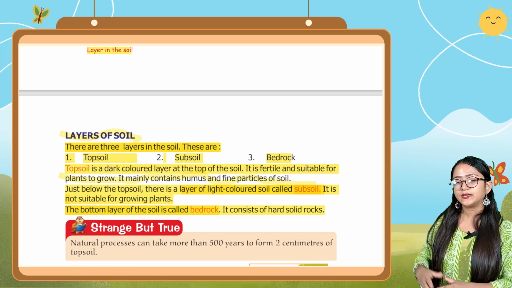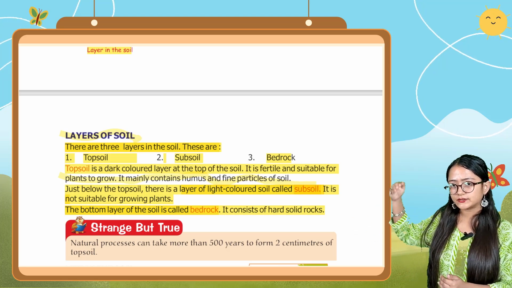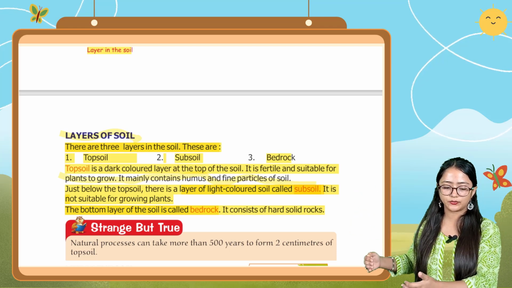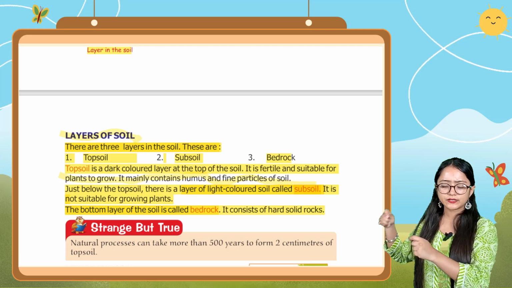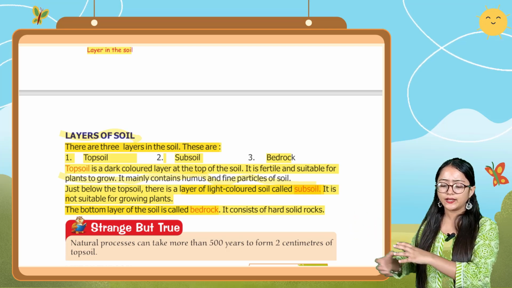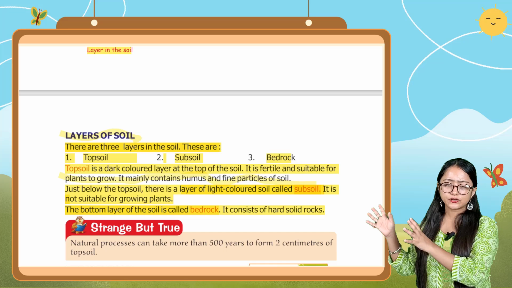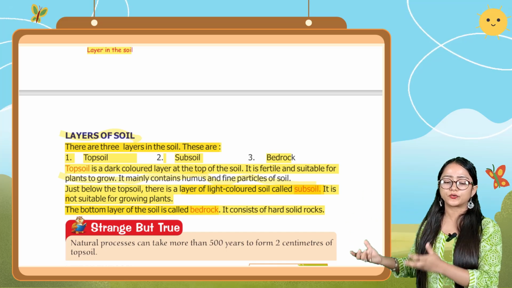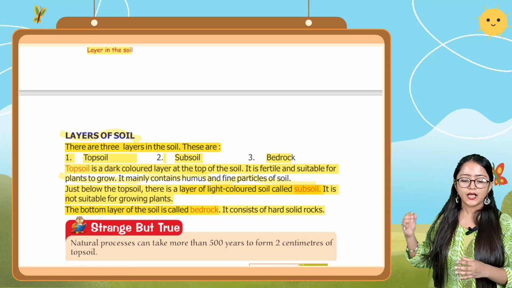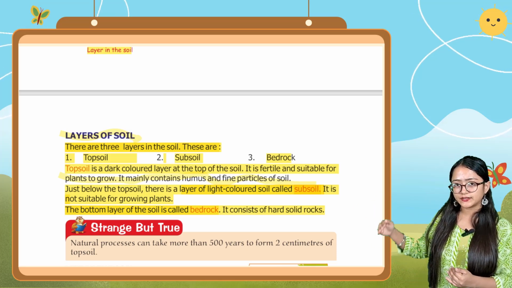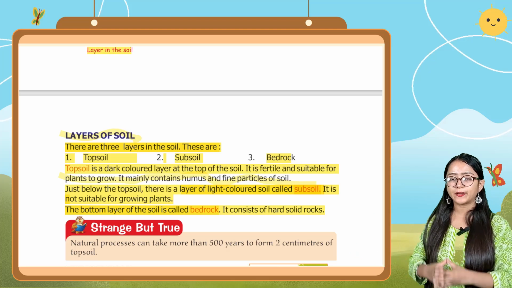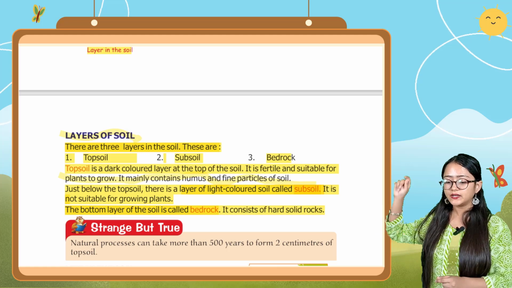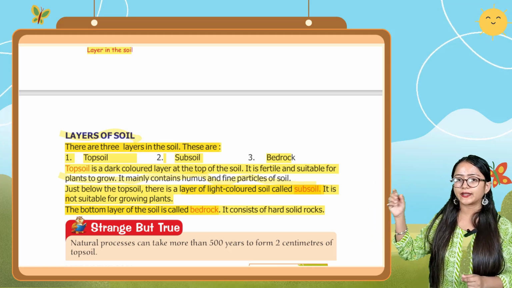So basically, after the topsoil comes the subsoil, which is under the topsoil. This subsoil is very light in color, and it is not suitable for the crops to grow, for growing plants. And after this, under the subsoil comes the bedrock, which is a hard substance. It consists of hard solid rocks. That's why it is named bedrock.